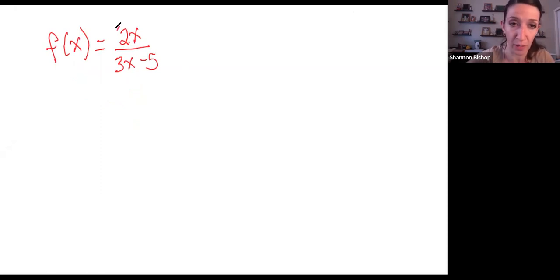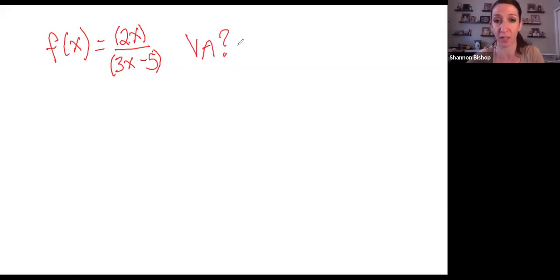Sometimes you have to put a parentheses on top and also a parentheses on the bottom so that Desmos knows what's on top and what's on bottom. But you can obviously graph it and you'll get a nice picture of what it looks like. But then my question to you, of course, is going to be, where is the vertical asymptote for this formula? Where is the error? Where is the division by 0?